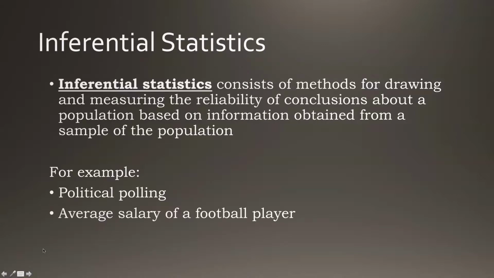Well, we had two types of statistics. You've got your descriptive statistics that organize and summarize, and then you've got your inferential statistics. These consist of methods for drawing and measuring the reliability of conclusions about a population based on information obtained from the sample. So that's a lot of mathematical jargon to tell you this. We're going to take a sample of the population. We're going to look at that sample, and based on what we find from the sample, we're going to use it to try to make a conclusion about the whole population.